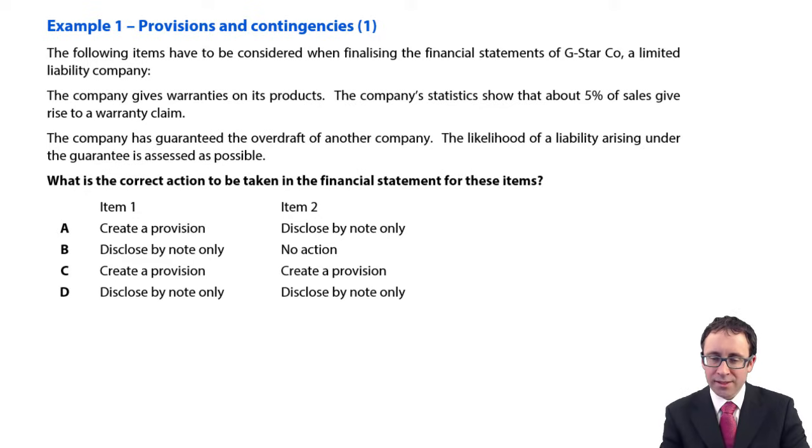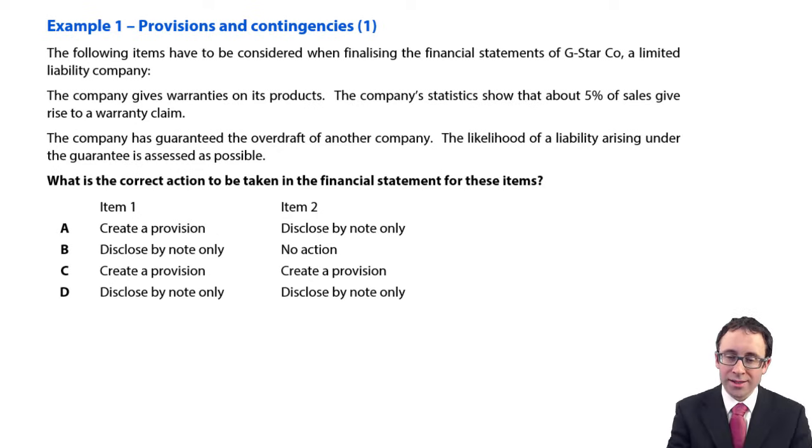So what have we got? It says the following items need to be considered when we're looking at the financial statements. So the first one there says that the company gives warranties.